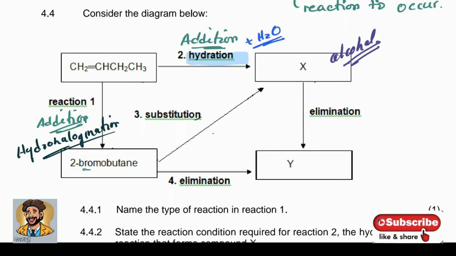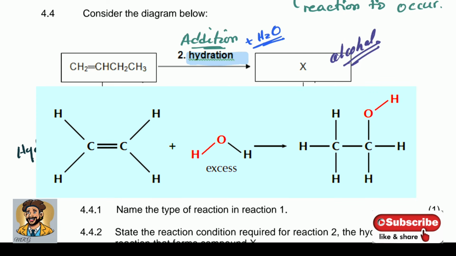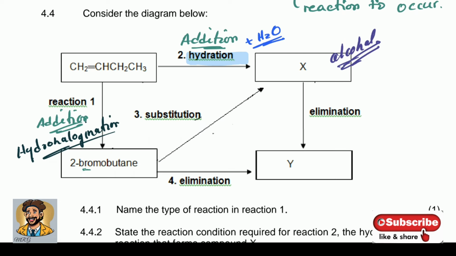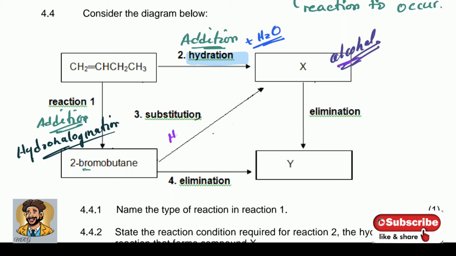How do I know it's an alcohol? Because you're starting with an alkene, you add water, that reaction is hydration, and you will get an alcohol. That is the product there. Now, if we look at reaction 3, we're starting with a haloalkane and ending with an alcohol. This is substitution. But what type of substitution are we talking about? This is hydrolysis.